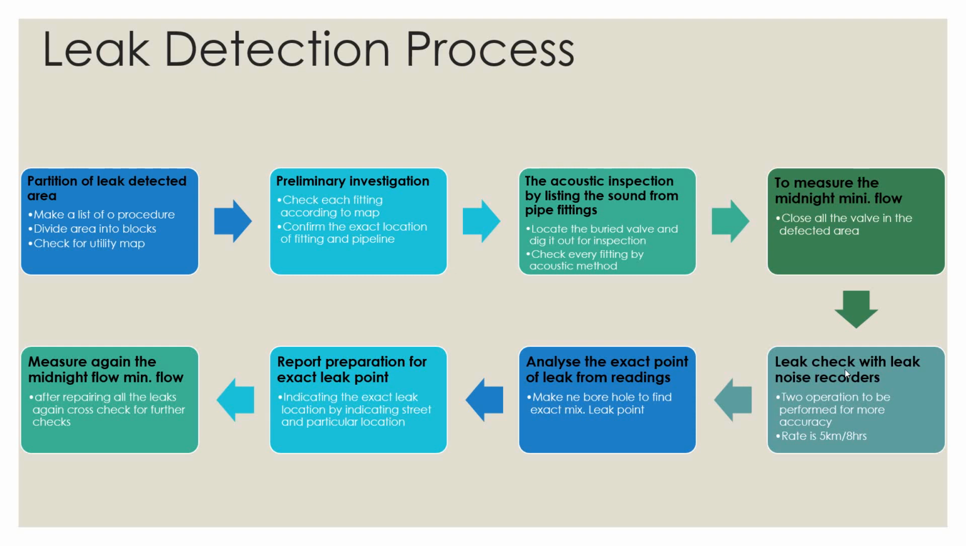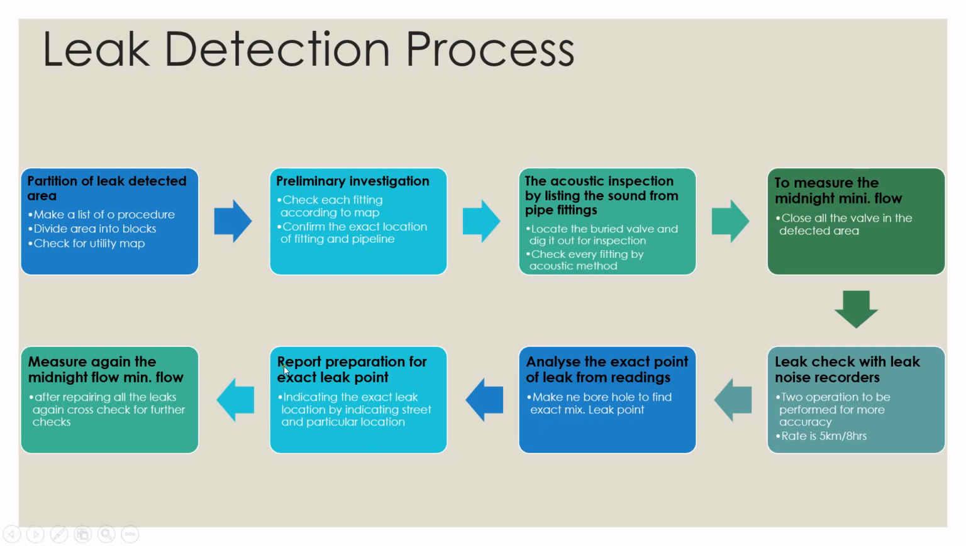Okay, so the second check will be there by this particular step. Next step, the sixth step, is to analyze the exact point of leak from the reading. Whatever reading you got by these two different processes, methods or equipment, analyze this record and identify the exact pipe number where you have the actual reading less, or a drop in your readings. Okay.